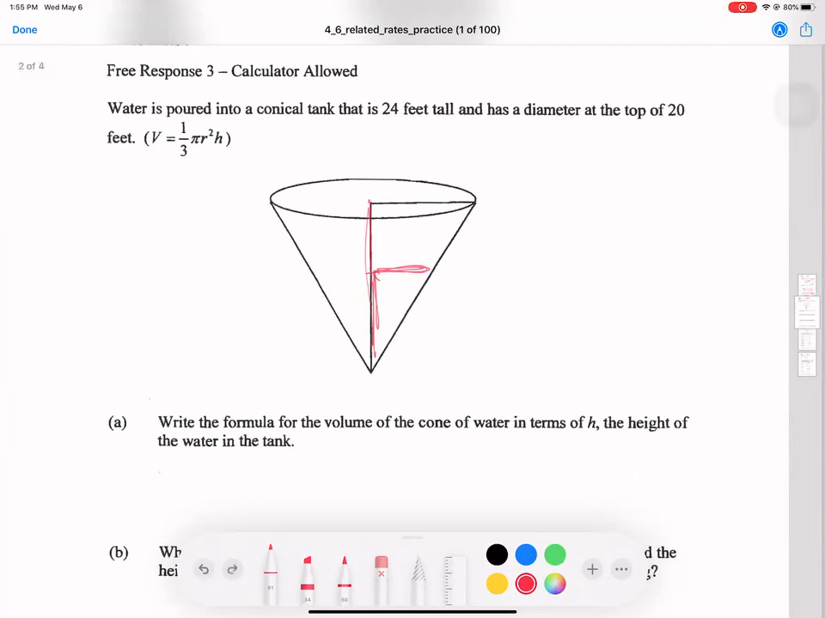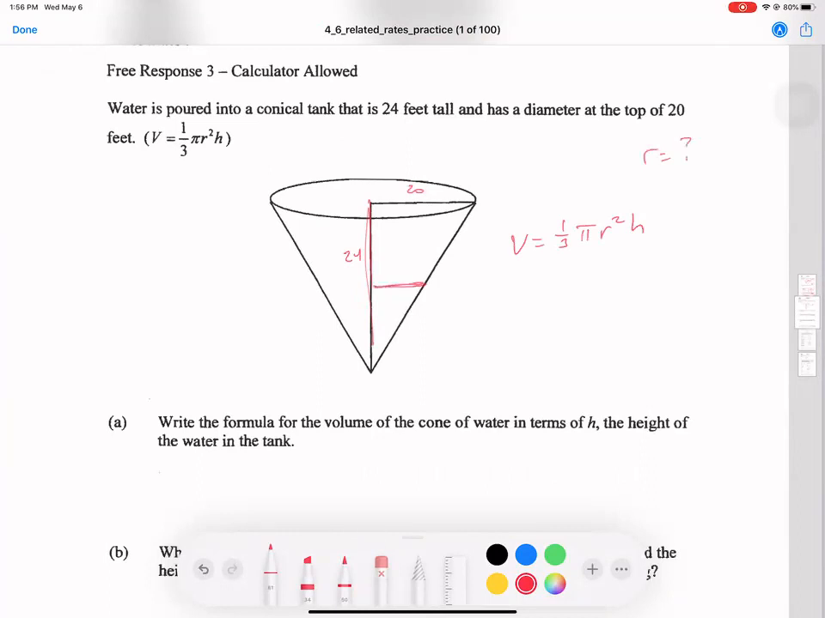So write the formula. Water is poured into a conical tank that is 24 feet tall, and the diameter at the top is 20. So that's the ratio that's not going to change, 24 and 20. Write the formula of the volume of the cone in terms of h, the height of the water. They want us to find the volume, which is V equals 1 over 3 pi r squared h. We want to write the volume in terms of h, so only h. So we want to make r equal to what?